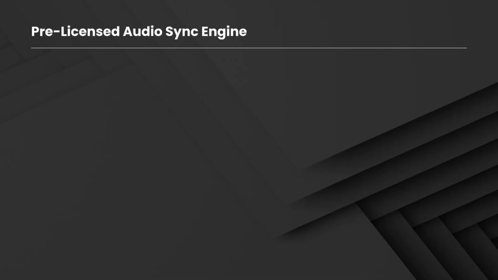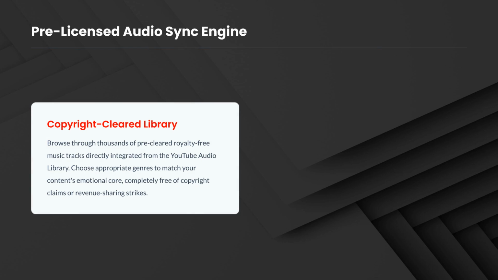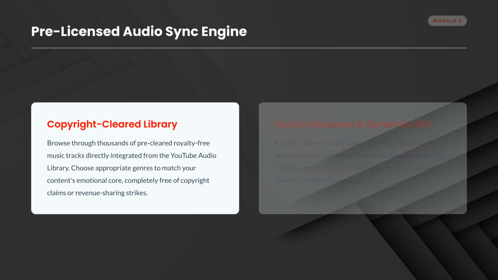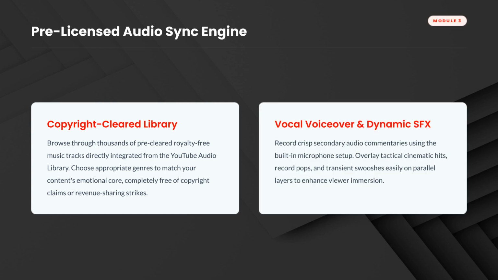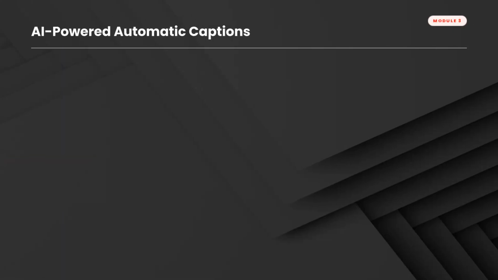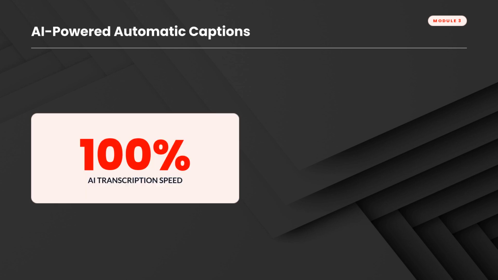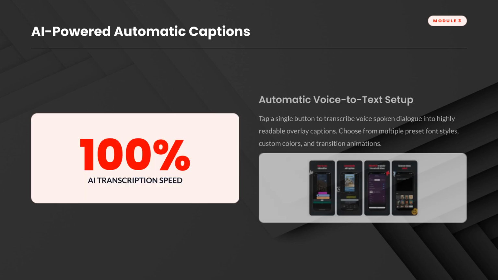Module 3 covers the pre-licensed audio sync engine. This includes a copyright-cleared library of royalty-free music from the YouTube audio library. It also features vocal voiceover and dynamic SFX capabilities for recording crisp audio commentaries and adding tactical cinematic hits. YouTube Create offers AI-powered automatic captions with 100% AI transcription speed. The automatic voice-to-text setup allows transcription of spoken dialogue into readable overlay captions with custom styles and animations.